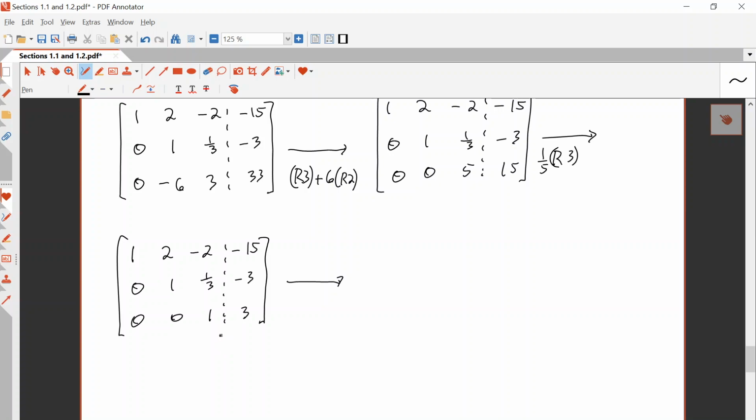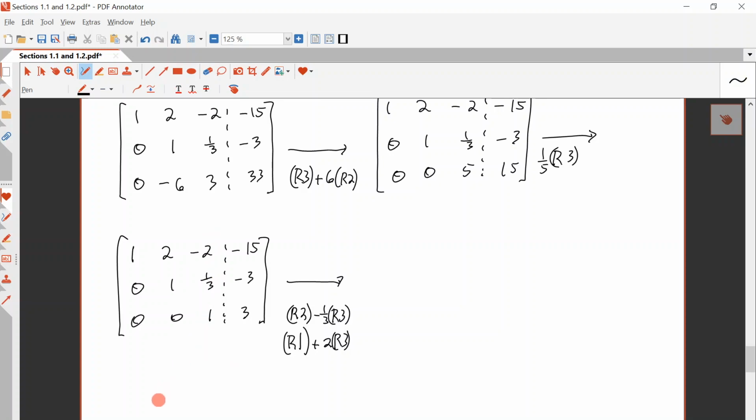Now, you could stop here, but actually I want to go further. What I'm going to do now is take this equation 3 and make zeros in the third column here. So I'm going to take row 2 and subtract from it 1/3 of row 3 to make a 0 right here. And then I'm going to take row 1 and add to it twice row 3. So after I do that, I'll eliminate these two entries here and make zeros.